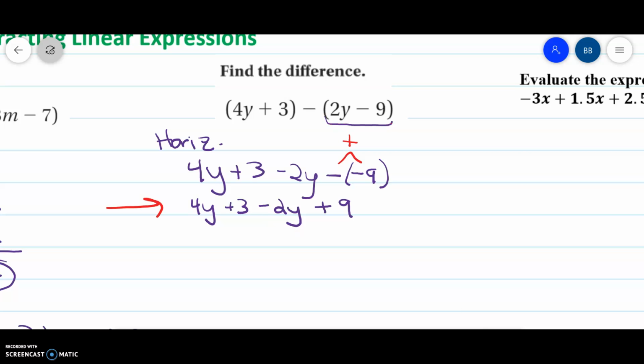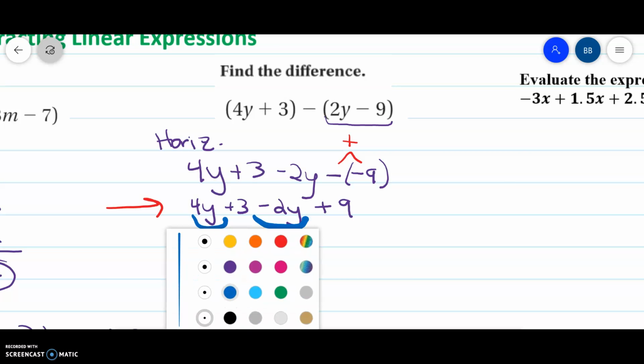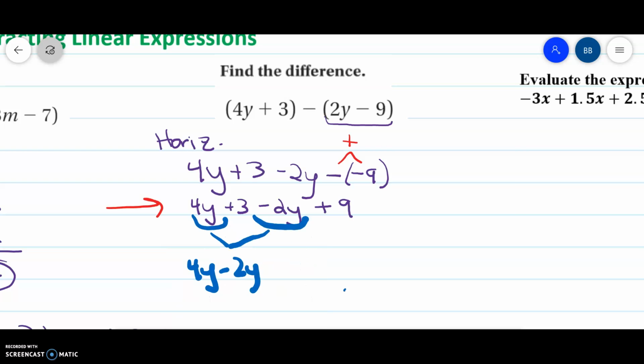All right, so now we identify and combine our like terms. So we got y's as some like terms. So we got 4y and a negative 2y. So 4y minus 2y. If you have 4 of something, you subtract 2 of that same something, you got 2 left over, so that's a 2y.